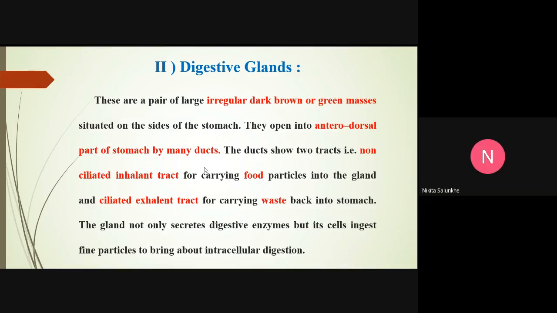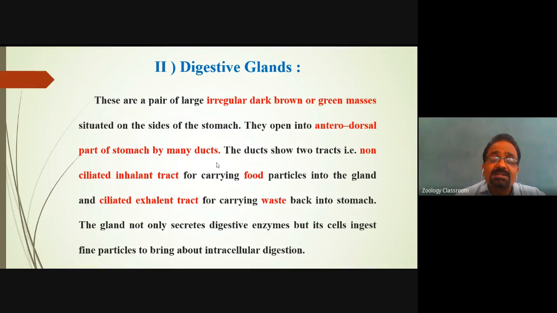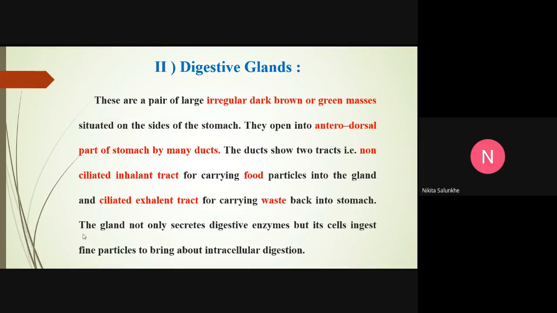Hello, sir. Can you hear me? Yes, sir. Can you repeat the question? Yes. The cell which has a capacity to engulf the food particles, those cells are called as dash. What are those cells called? Mitochondrial cell. No.